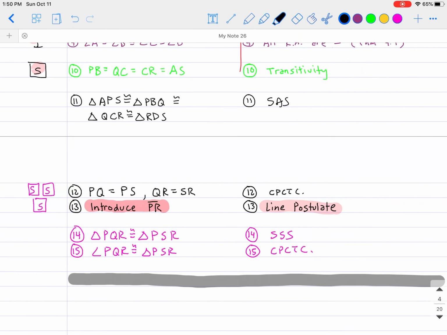Hey, there it is. Now that we have PR in there, I think I need to sneak in a small little step because I noticed I kind of missed it. So let me go ahead and cheat and call this 13.A. And I'm going to say that PR is equal to PR by the reflexive property. Good thing I left a little space in between.